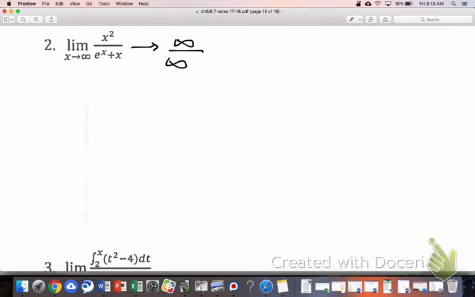So this invokes L'Hopital's rule. This is the condition, or one of the conditions. And so I'm going to say then I can try the limit as x goes to infinity of the derivative of the top, which is 2x, over the derivative of the denominator, which is e to the x plus 1.